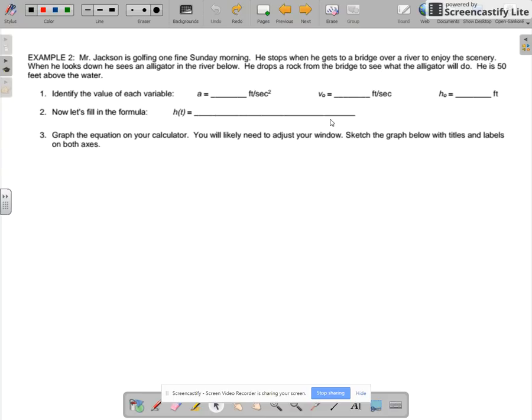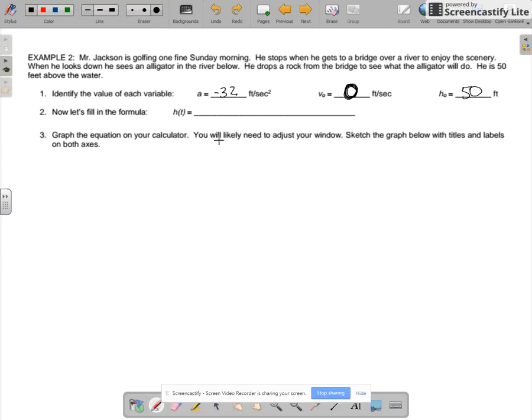So for the first step, we need to identify each value of the variables, okay? So we're dealing with feet, so A is going to be negative 32 feet per second. Velocity, okay, when we drop something, we're not adding any additional force. So our velocity is just going to be 0 because we're not adding any additional force to change that velocity. The only thing that's acting on the rock at this point is the gravity pulling it down. Okay, and our h sub 0 is where we start, or where Mr. Jackson is on the bridge at 50 feet above the water.